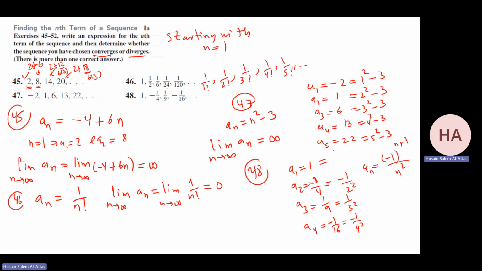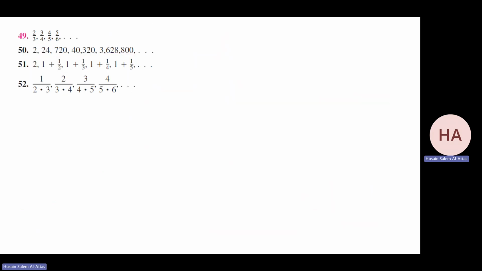This one I can write as 1 over 1 squared. So when n is odd, it's positive. When n is even, it's negative. So what is the limit of a_n as n goes to infinity? I need to check the limit. So that will be 0, since the limit of 1 over n squared will be 0. Okay.